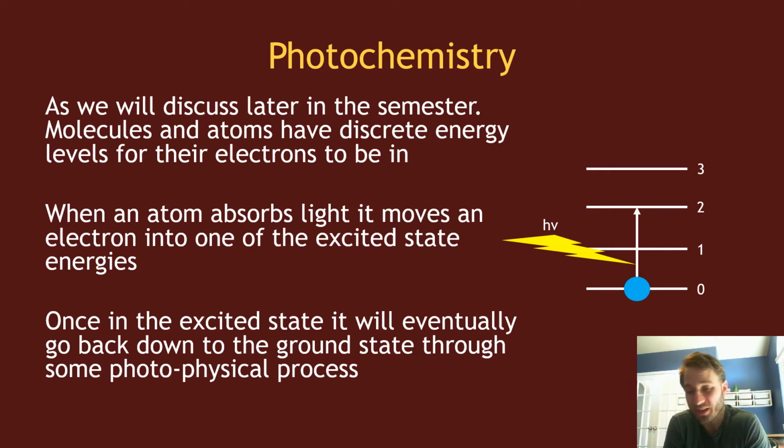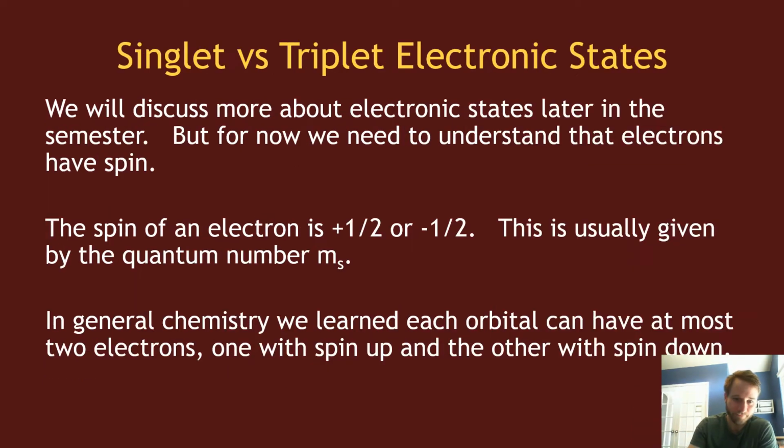And once it goes up to that higher energy level, it's going to go back down, okay? Things want to go back to the lowest energy. That's their equilibrium, their thermodynamically favorable state, the lowest energy state. So things want to go back down. And so today we're going to talk about the kinetics of those things returning back to the ground state. So before we get there, we'll briefly talk a little bit about singlet versus triplet electronic states.